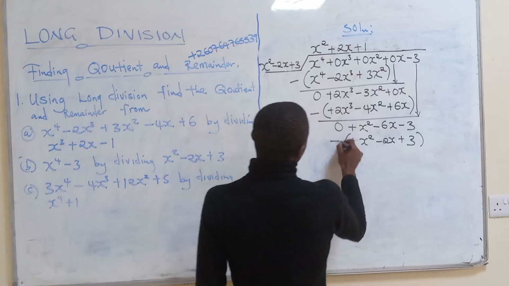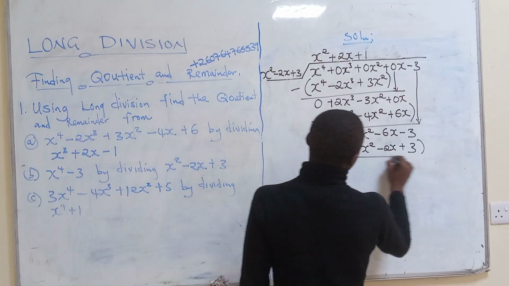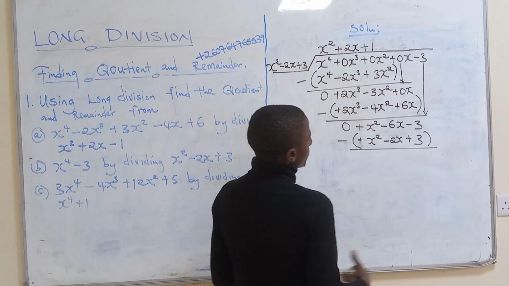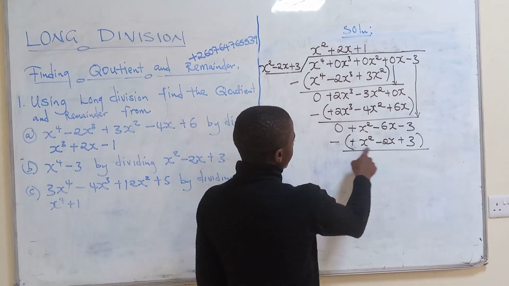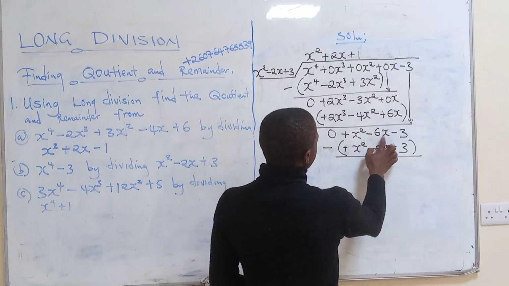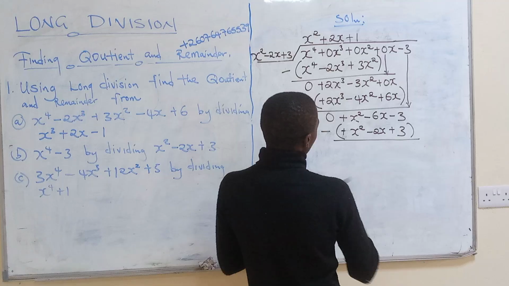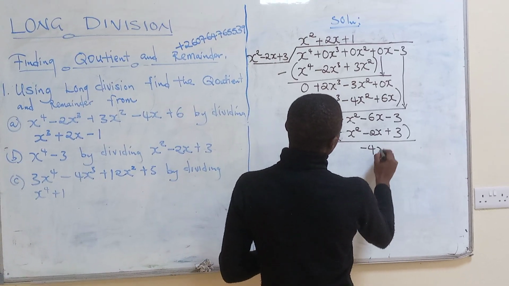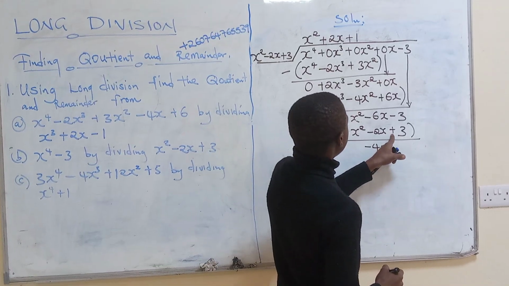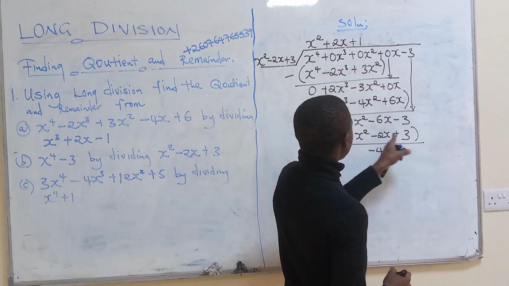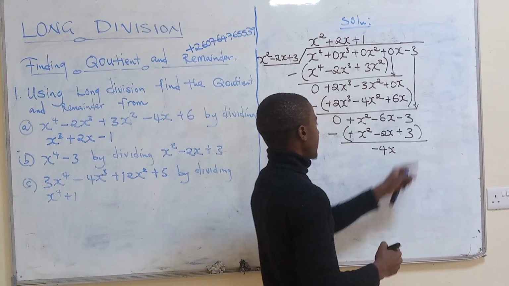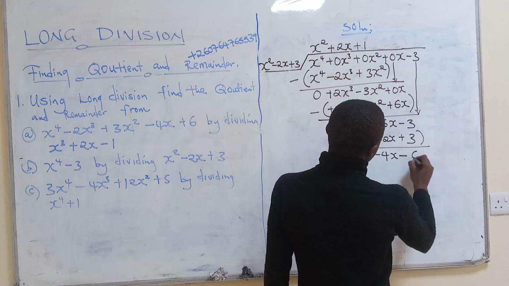We are going to multiply this part by negative and then we add. When you add here, you are going to get a 0. Negative times negative, which is positive. So negative 6x plus 2x, you are going to get negative 4x. Negative times positive, that is negative. Negative 3 minus 3, that is negative 6.